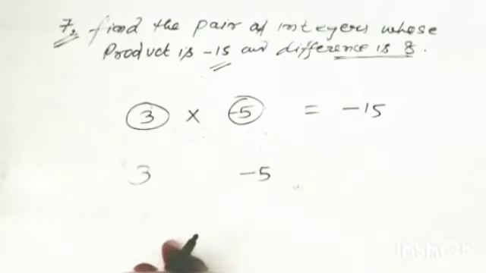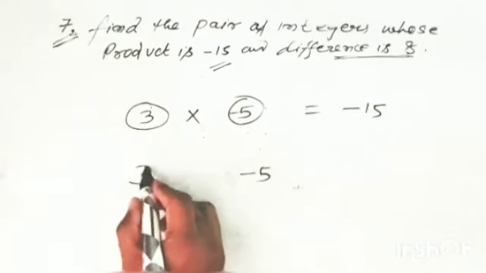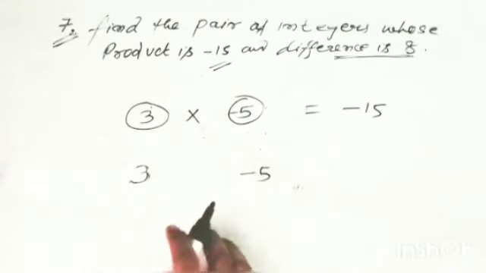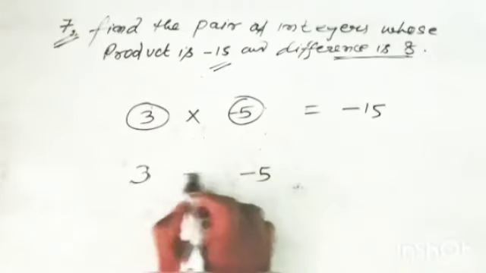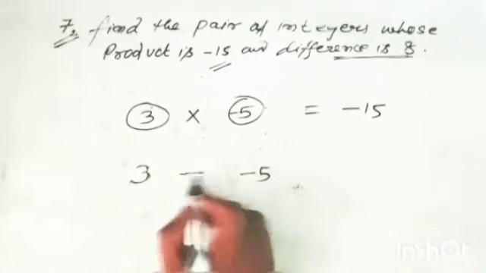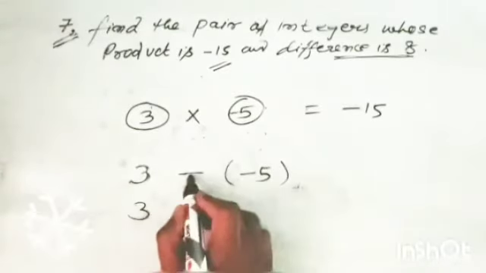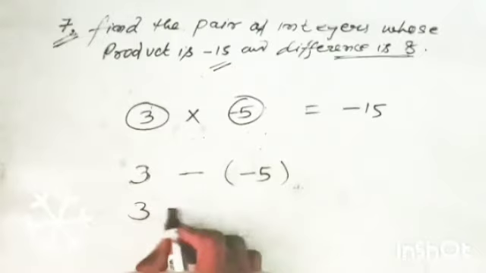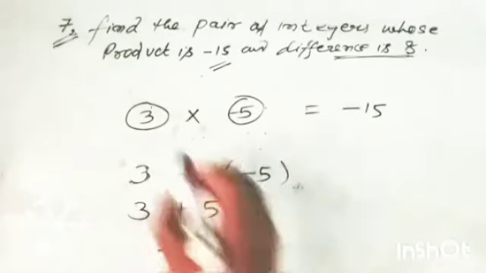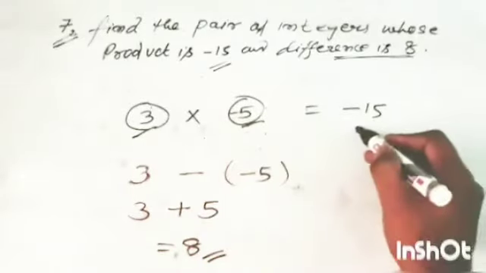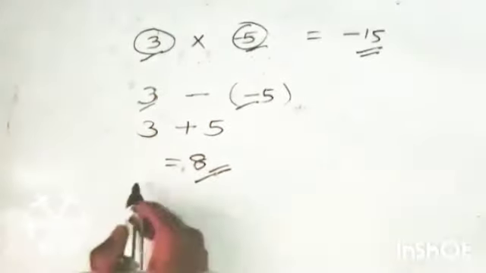To find difference, we have to subtract. You might be knowing this, children, that to find the difference of any two given numbers, we have to subtract those numbers. So 3 and minus 5 will be subtracted. So when two signs come together, we have to put a bracket and then solve it. 3, these two signs will be multiplied first, minus minus becomes plus 5 and it gives you 8. Here, the second condition is also satisfied. These two numbers when multiplied give you minus 15.